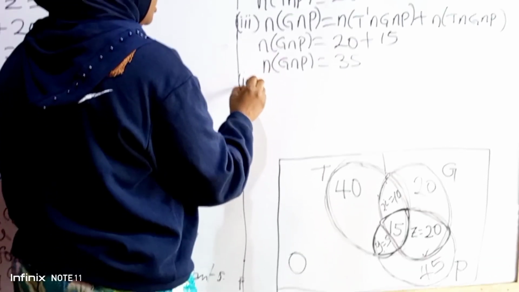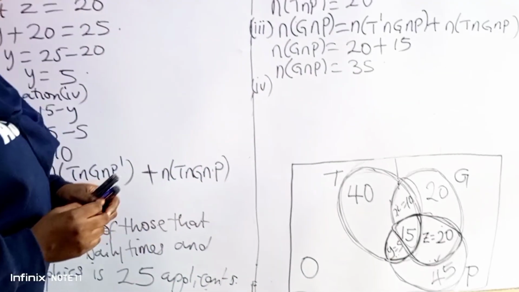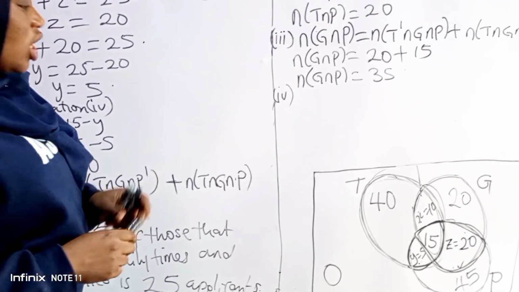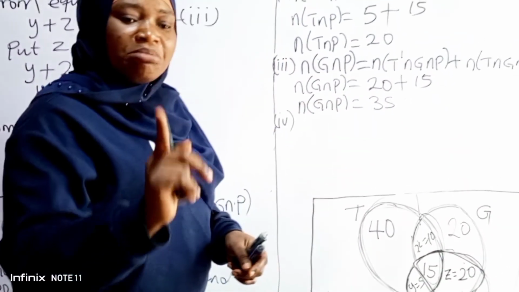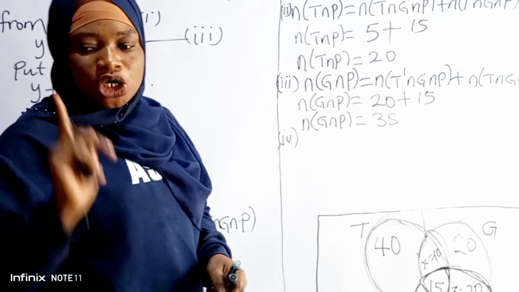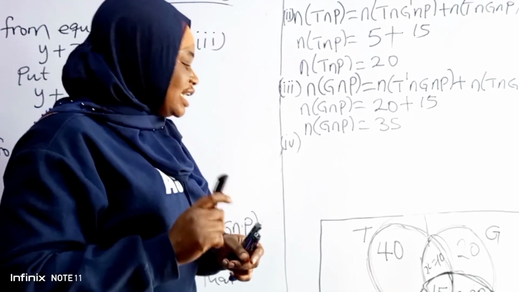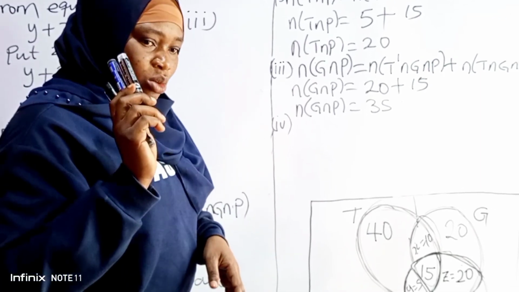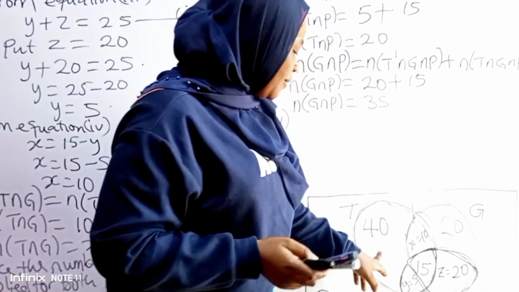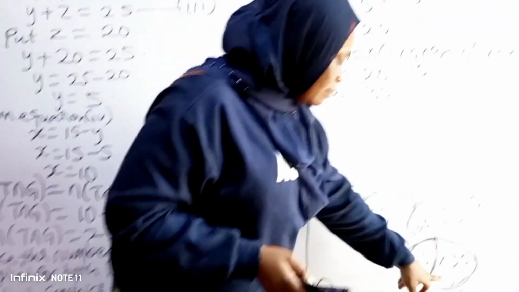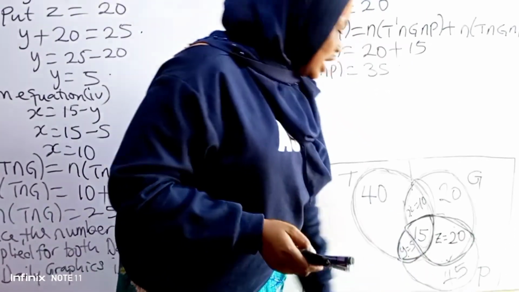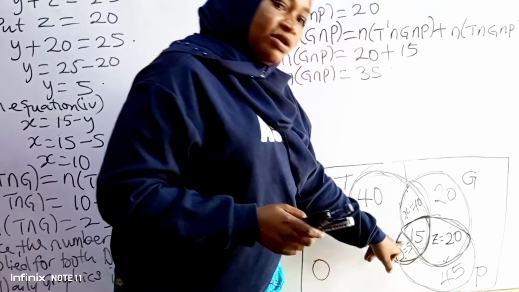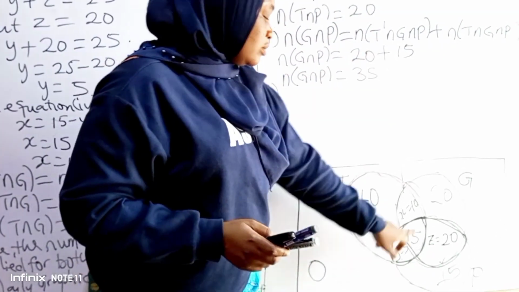Now question 4. The number that applies to at least one newspaper establishment. At least one means greater than or equal to one. So those that apply to one will be 40 plus 20 plus 45. Those that apply to 2, 10 plus 20 plus 5. Those that apply to 3, 15.